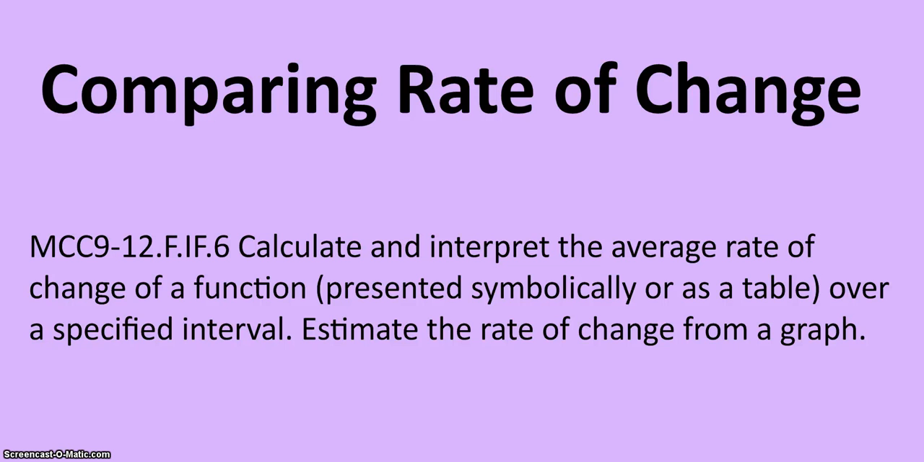Alright, today's video is over comparing rate of change. I also want you to remember that another name for rate of change is slope. Okay? In a quadratic function, we don't have a consistent slope. So what we can do is look at the slope or the rate of change for a given period of time to determine the average rate of change or the average slope.